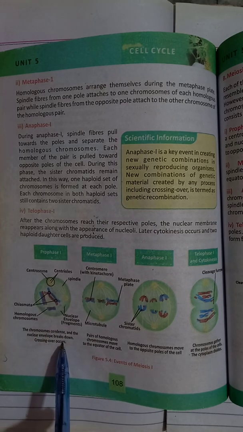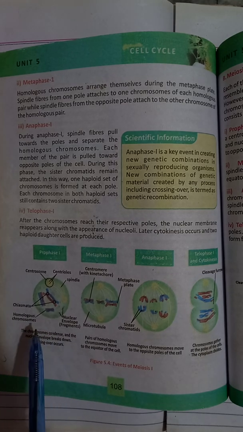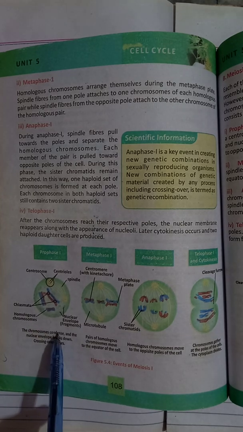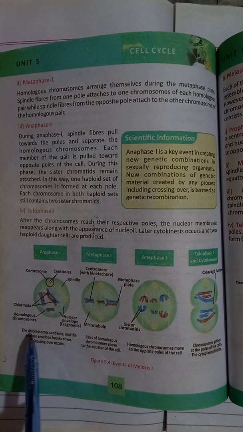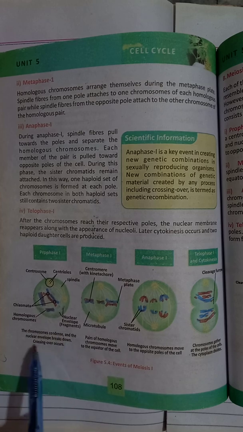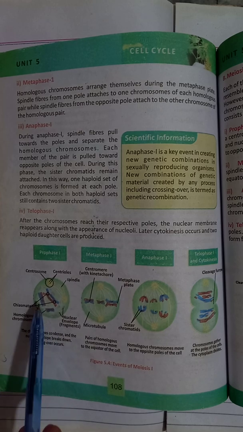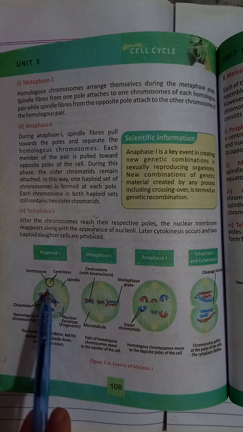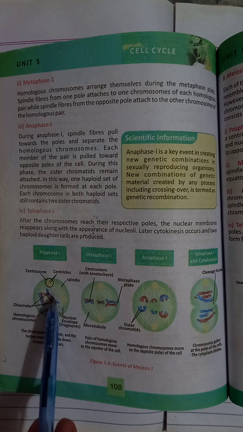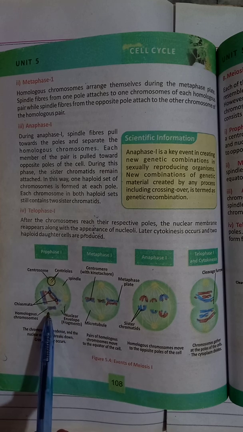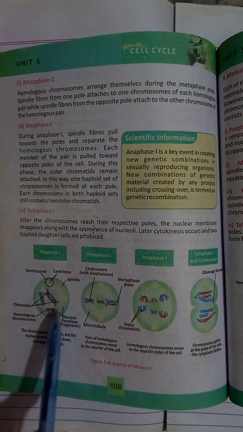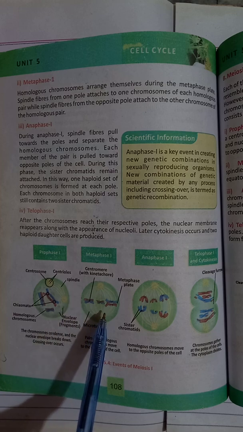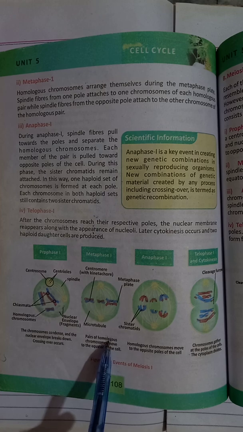And crossing over occurs. So the most important events which occur during the prophase 1 were the chromosome condenses and the nuclear envelope breaks down and the crossing over, that is exchange of segments between the similar or the homologous chromosome, is done during the prophase 1. Now cell is ready to enter the next subphase of meiosis 1, that is metaphase 1.